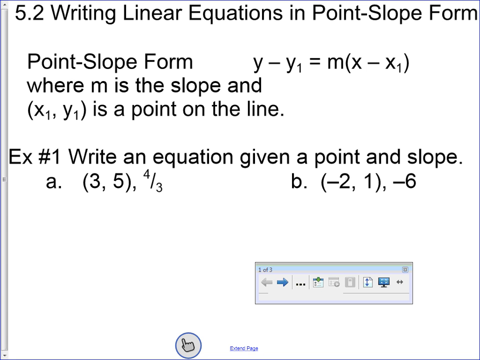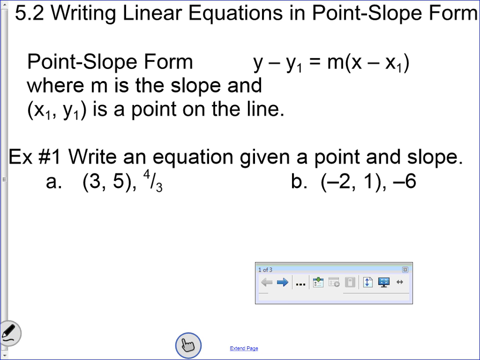Writing equations using point-slope form. Now, point-slope is an alternative to slope-intercept form, y equals mx plus b. Instead, point-slope is y minus y1 equals m times x minus x1, where once again m is the slope, but the y's that have the little ones next to them, those represent a point, and they're the ones that you plug in the numbers for.